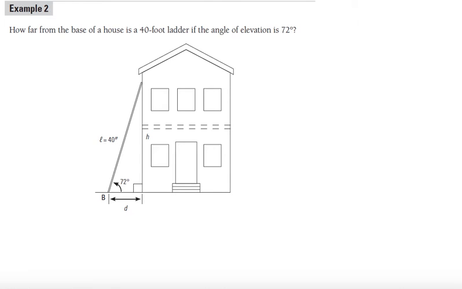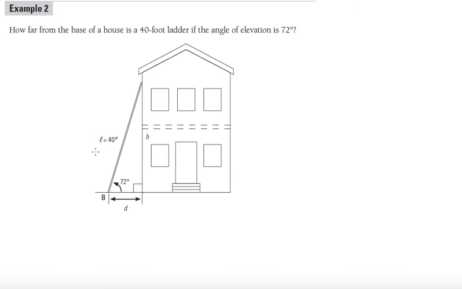Now we're going to look at example 2. Example 2 is asking how far from the base of a house is a 40-foot ladder if the angle of elevation is 72 degrees. So here's my ladder. The angle of elevation, so that's from the ground, is 72 degrees. Remember, angle of elevation and angle of depression are always from the horizontal. So this is your horizontal. And we want to know how far the base of the ladder is from the base of the house.